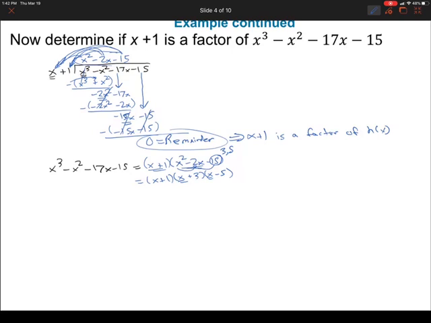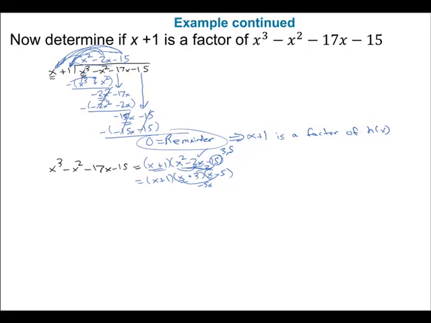We're going to check it. So again, negative 5 times x, the outer product, is negative 5x. The inside product is 3x. They add up to negative 2x, 3x minus 5x. 3 times negative 5 is negative 15. So there's our linear factorization. So here are the 3 linear factors for this degree 3 cubic polynomial.